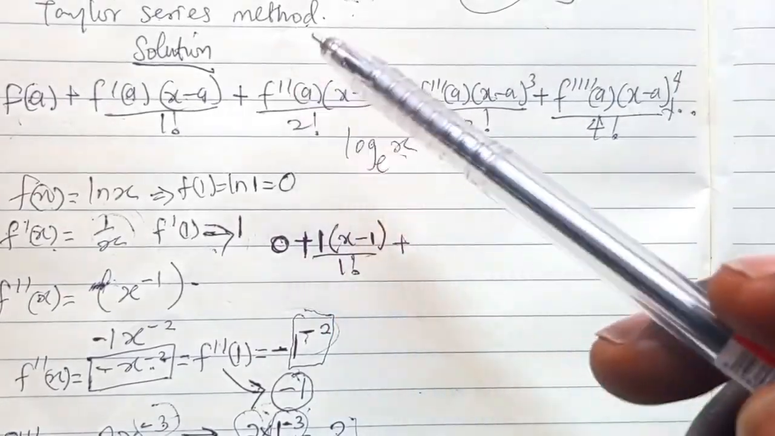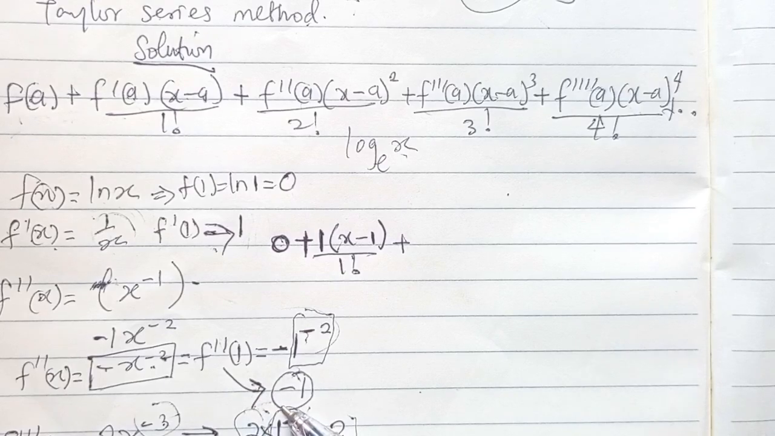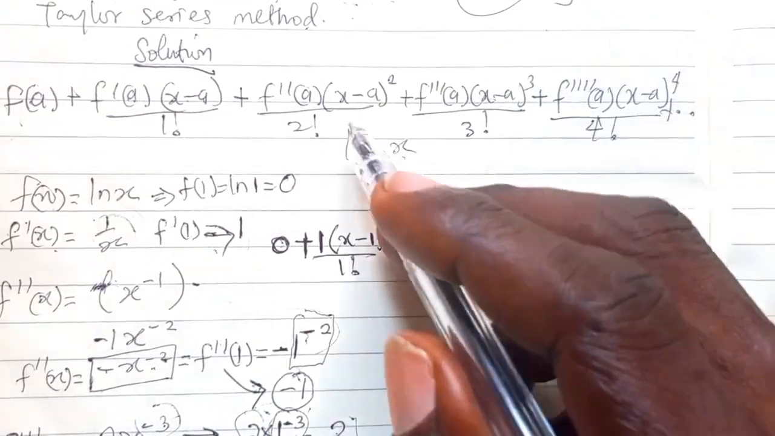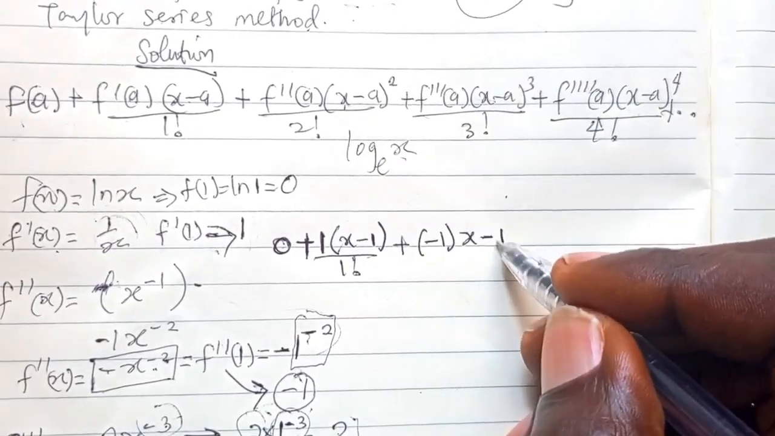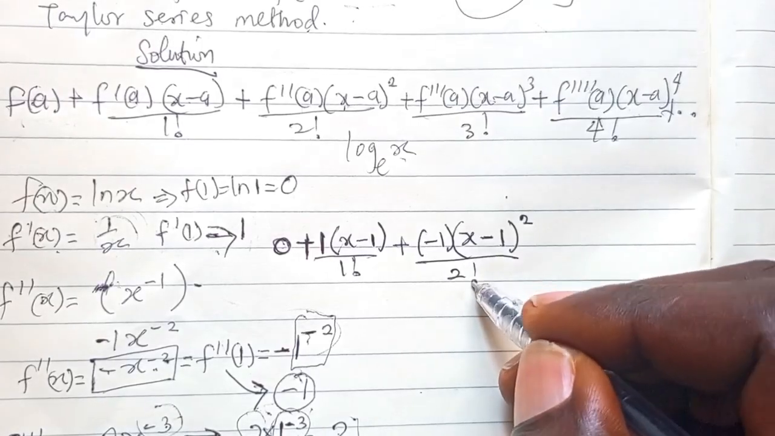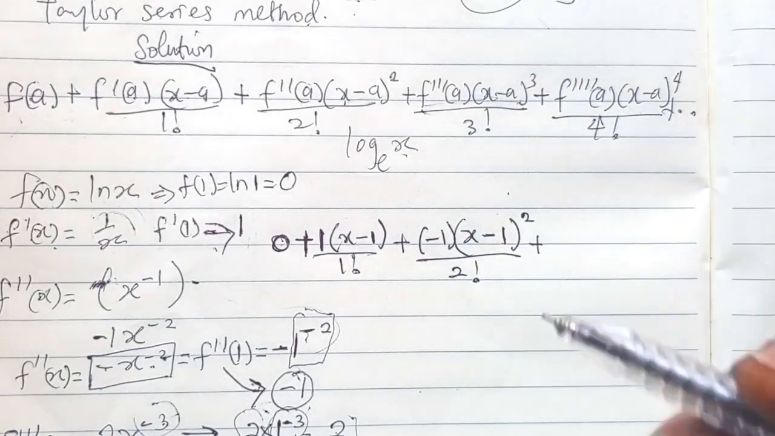I'm at this point now, so I need f prime prime of 1. Where is it? Look at it here. What was the answer? Minus 1. So I'm going to write minus 1. Then I'm at this point now, so I'll say x minus a, where a is 1, and I'm going to square this part over 2 factorial, plus. I'm at this point now, so I need f prime prime prime of a.